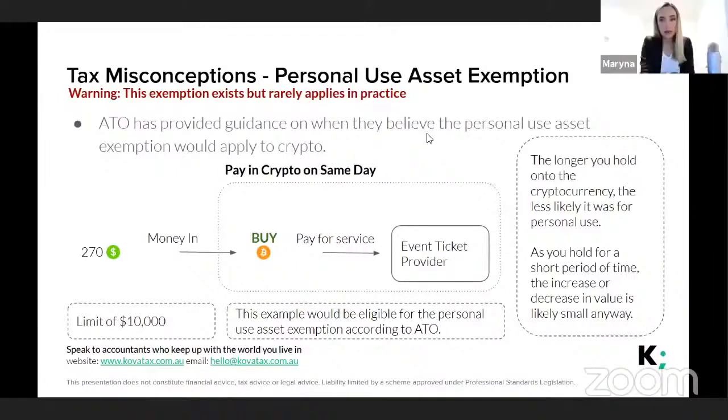We have a question from Alista Wang. She was asking about the purchase of Tesla. If you buy a Tesla car with Bitcoin, clearly that would be over the limit of $10,000, and that means it will never be exempt as a personal use asset. Yeah, that's right. The exemption really only applies to smaller purchases. So there's a limit of $10,000. If you make a larger purchase than that, then you won't be able to apply this exemption.